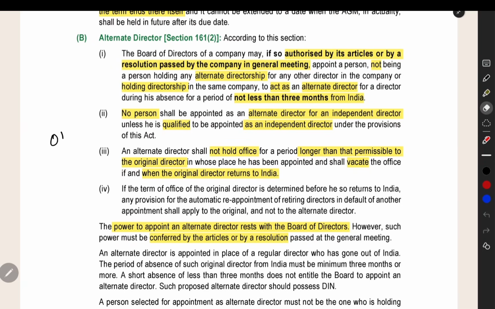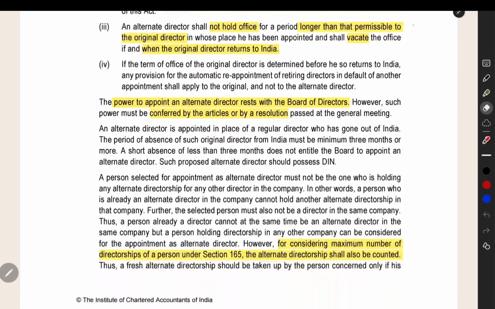If the original director returns to India, then the alternate director shall vacate the office. The next point is that the power to appoint the alternate director comes from the articles or a special resolution passed at the general meeting.